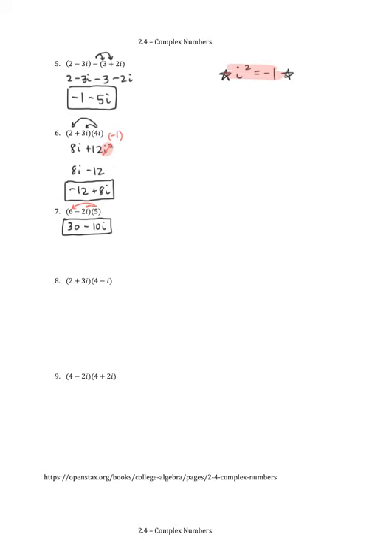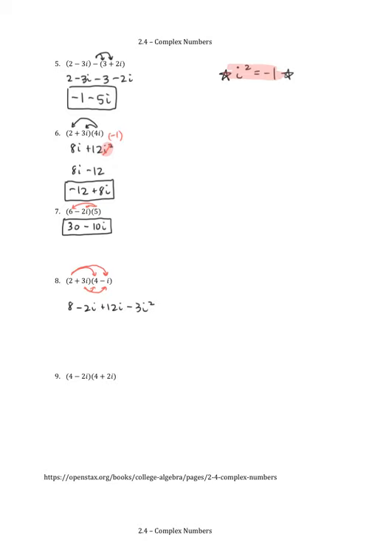Number 8, again, we have a product, but this time we have two complex numbers that have two terms, right? A real and imaginary part for both. All we're going to do here is use the distributive property like we would if i was a variable, okay? So 2 times 4 is 8. 2 times -i is -2i. 3i times 4 is plus 12i. 3i times -i is -3i squared.